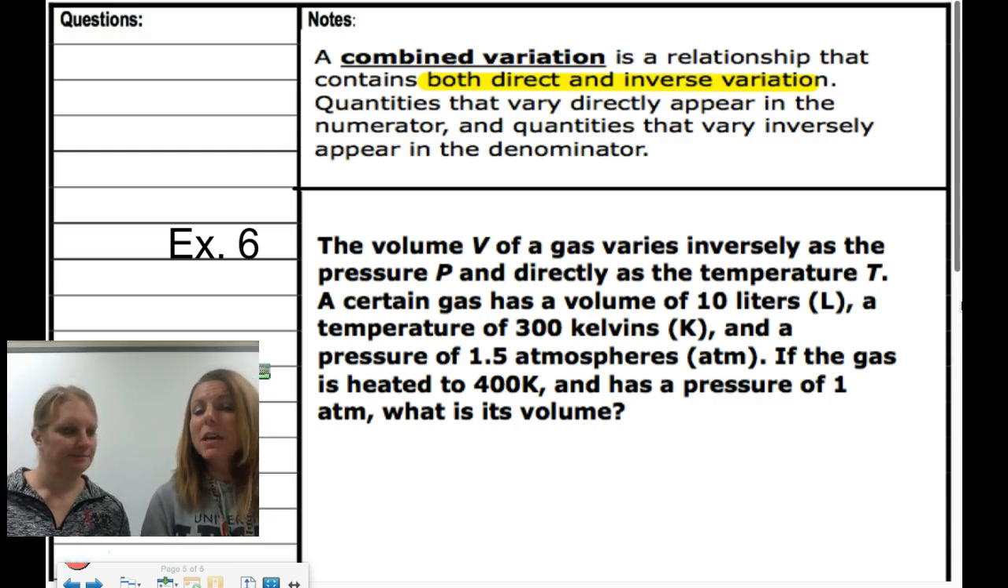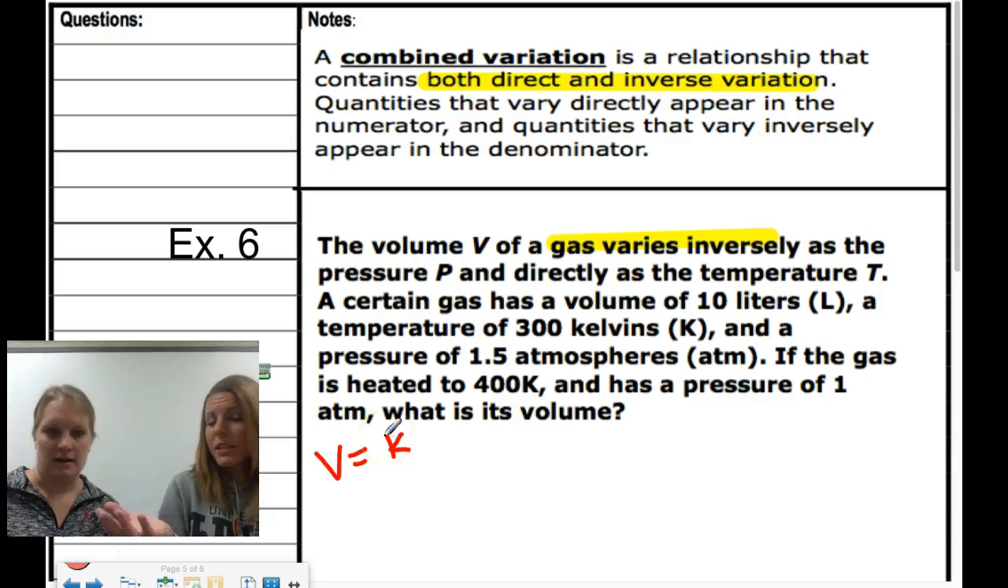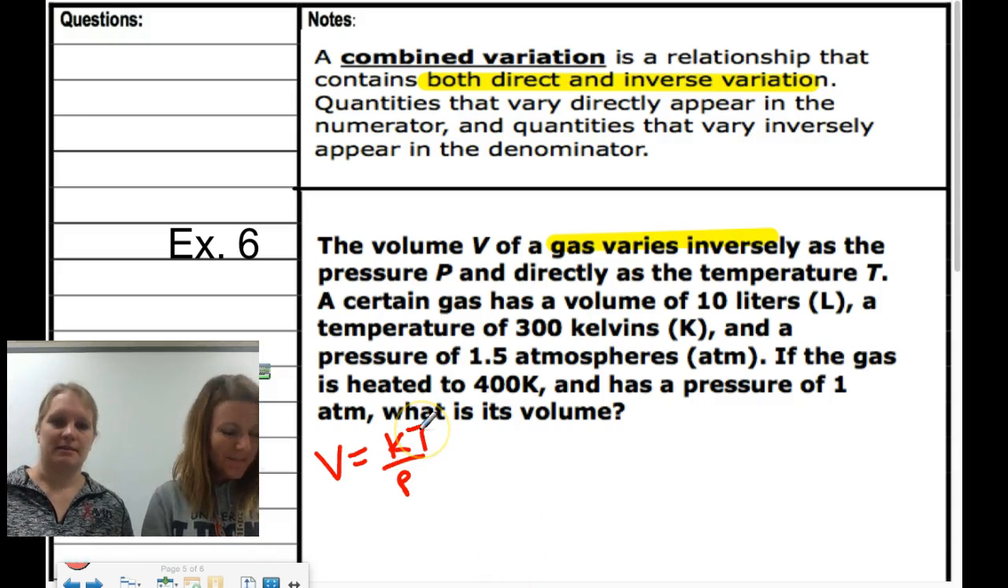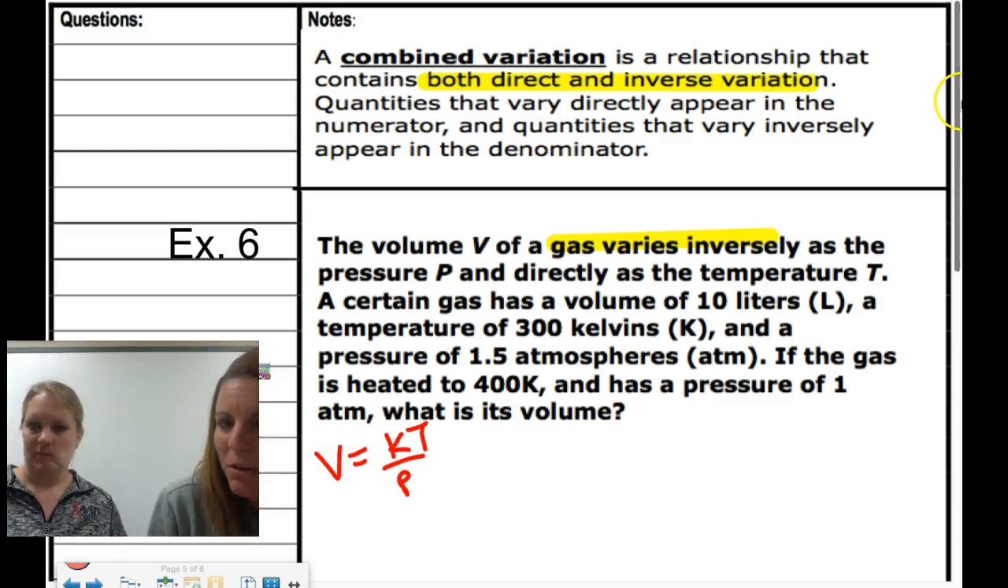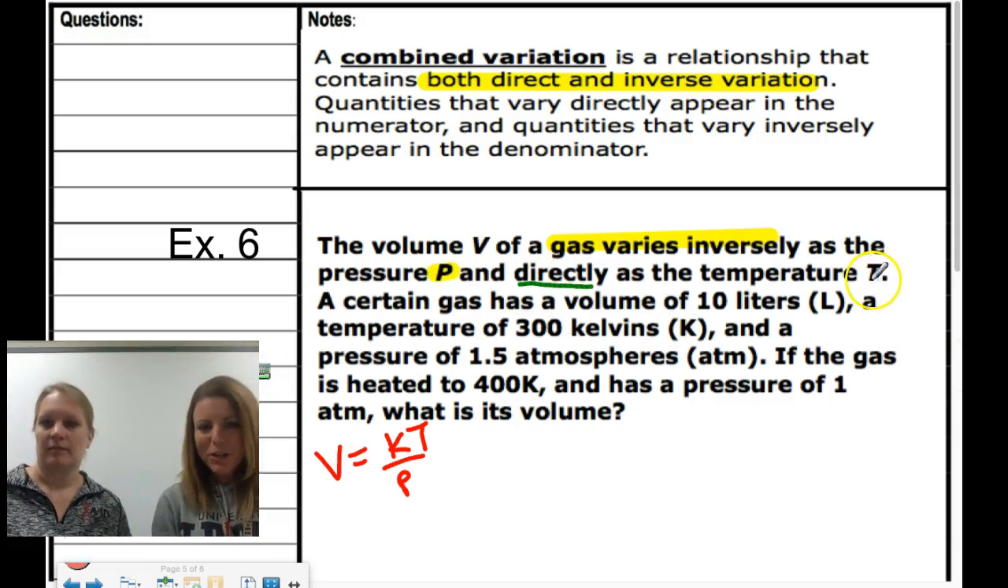Okay. So the volume V of a gas varies inversely as the pressure P and directly as the temperature T. So let's write our equation right away. V equals, we need a K right away. Always K. K is always on top. It's K over P, inversely as P, but directly as T. So guess where T is? On top. So you've got to read it. Inversely as P, that's why P's on the bottom, but directly as T, that's why T's on top. Are we good? Got it.